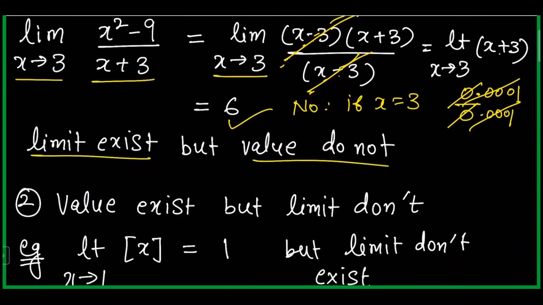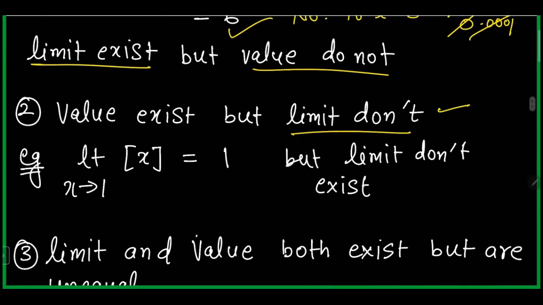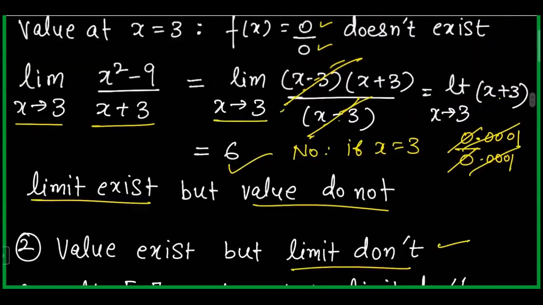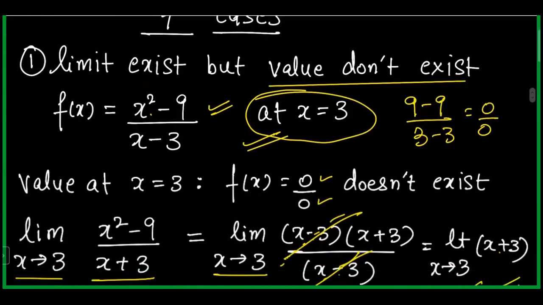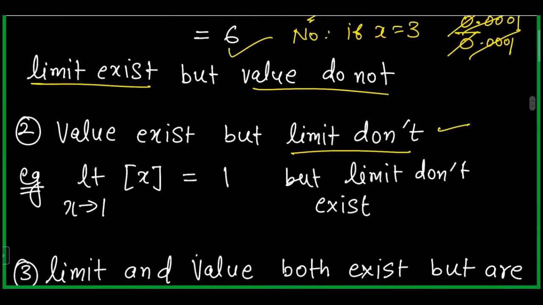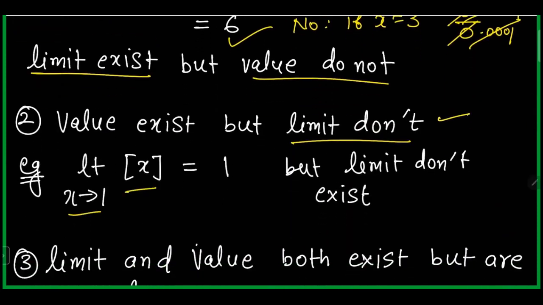Case number 2 is your value exists, but limit doesn't exist. When can that happen? In the previous question, before this question, we did the greatest integer function. So the greatest integer function question was limit x approaches 1 of the greatest integer. If you just put the value 1 here, what will be the value of the greatest integer function? It will be 1. But if you try to find its limit, then we just solved above that limit does not exist. We saw the reason why limit does not exist for the greatest integer function.